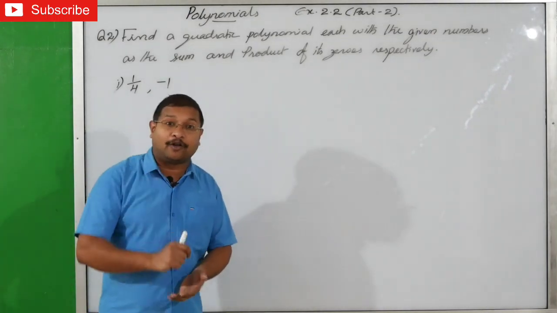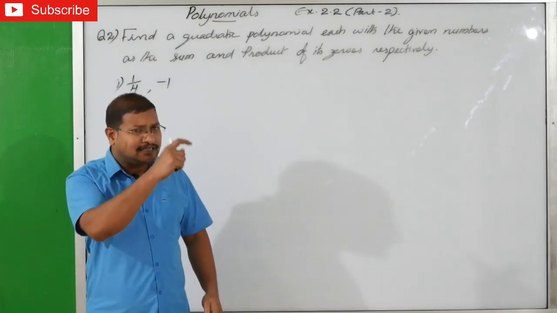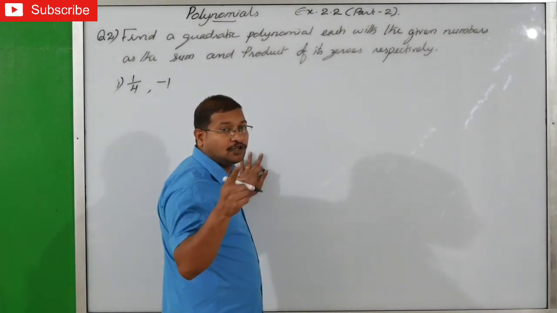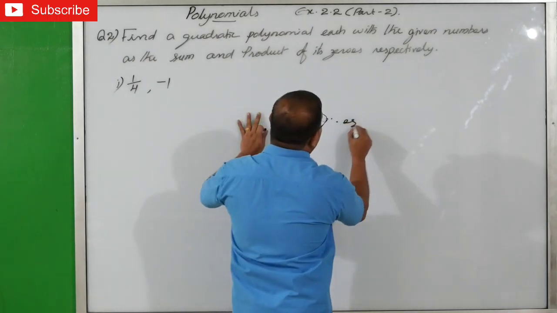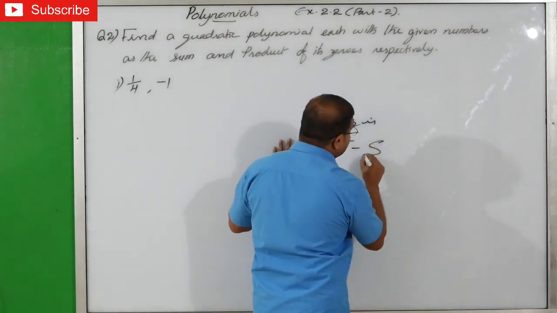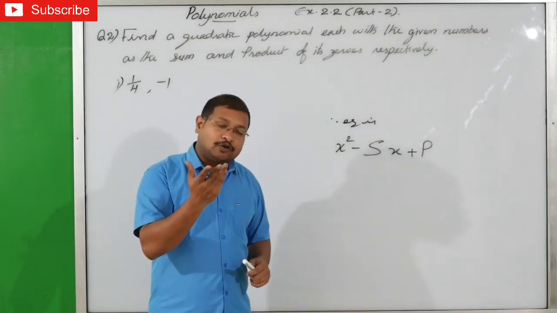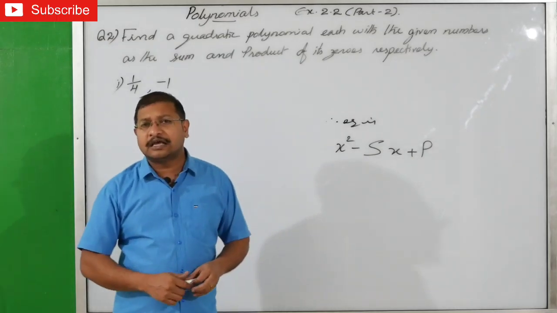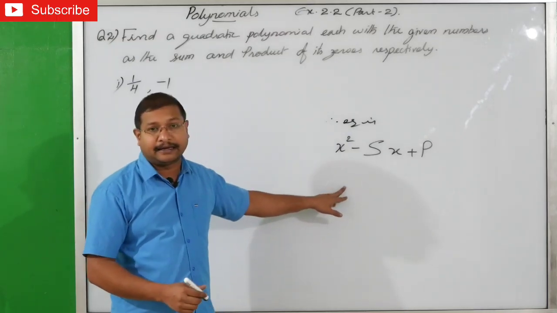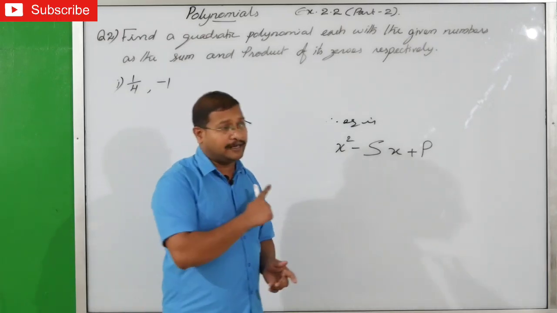To find out the quadratic polynomial, if sum of the zeros and product of the zeros are given, what is the equation? I'll write once. If sum and product of the zeros are given, the equation is x square minus sum of the zeros into x plus product of the zeros. This is a general equation. The question already gave sum of the zeros and product of the zeros. To find the quadratic polynomial, you have to use x square minus sum of the zeros into x plus product of the zeros. Okay, now let us start this.